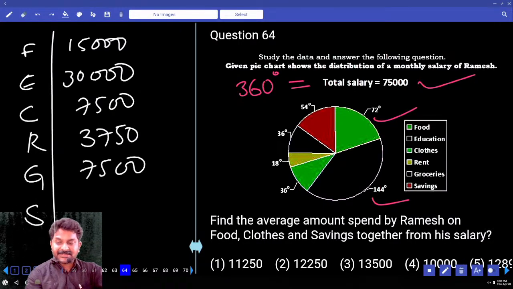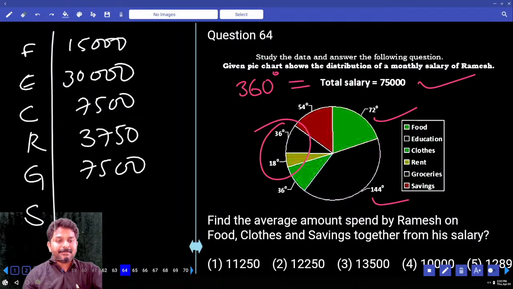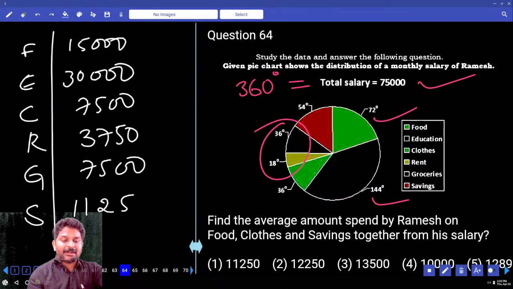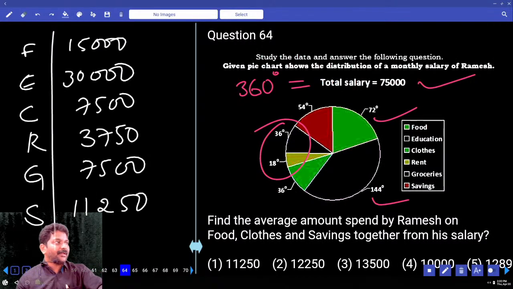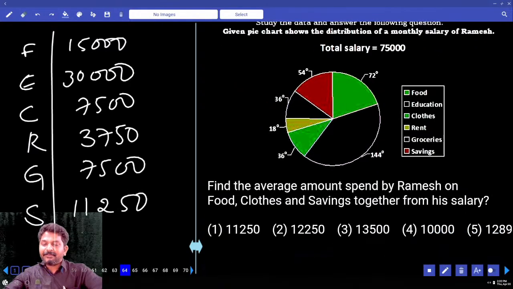7,500. Next, savings. 54. How do you get 54? 36 plus 18 only. Come on. That means 11,250. Values are there. Now we can start questions. Find the average amount spent by Ramesh on food, clothes, savings together.